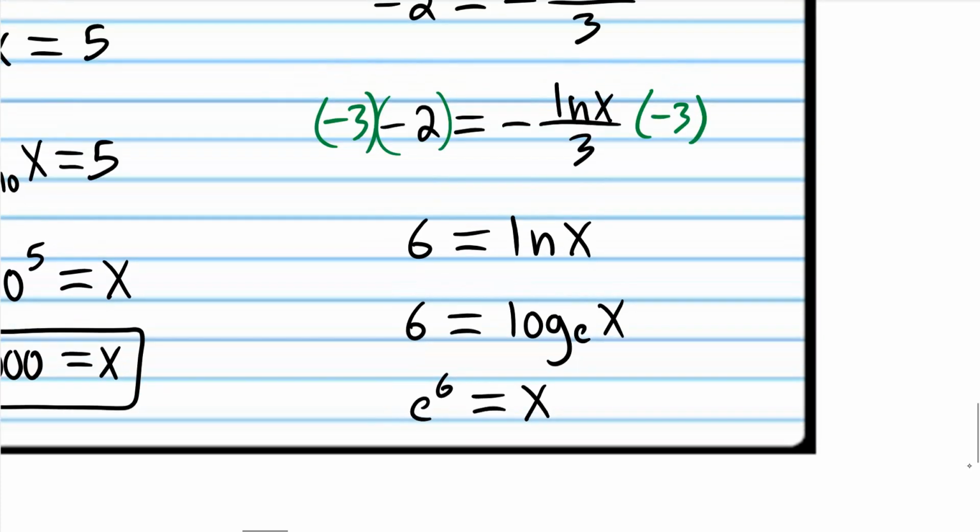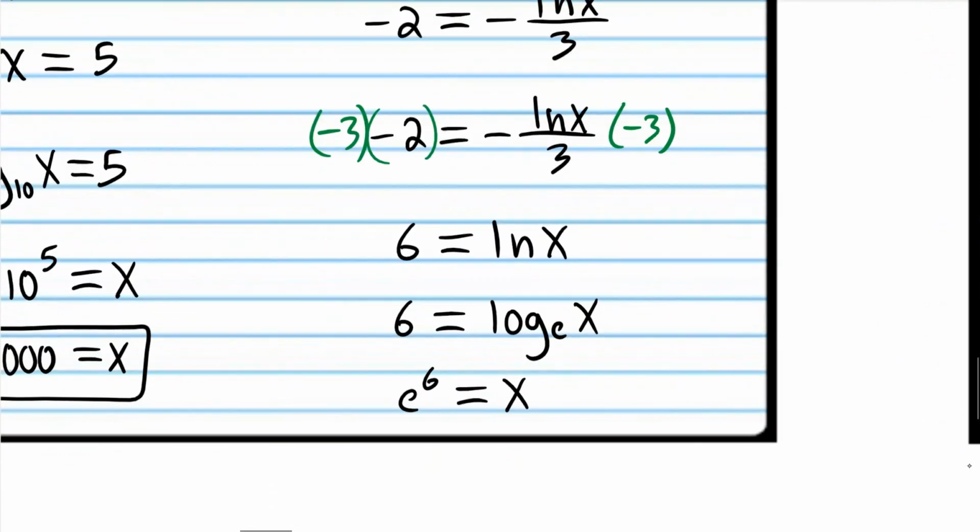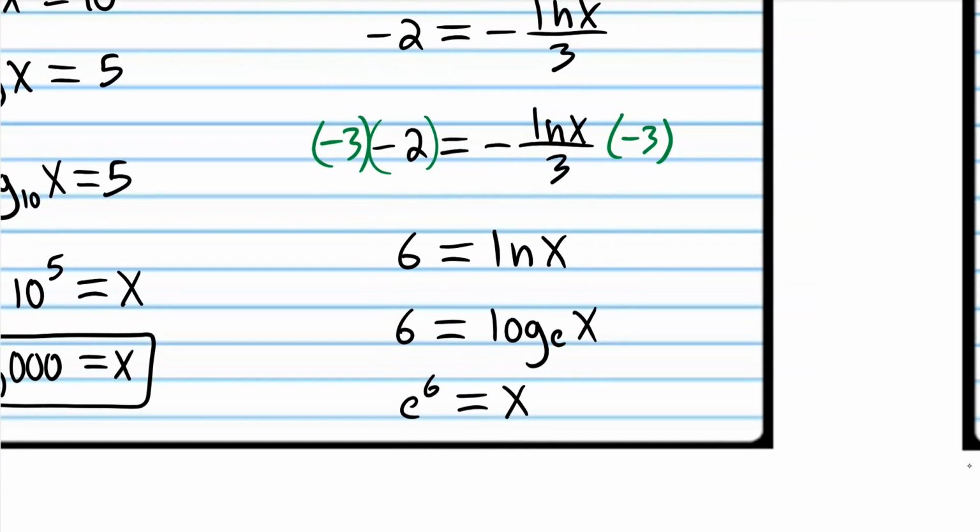Now, these problems tell us to round to the nearest thousandth. So I'm going to go ahead and calculate e to the 6th power and round to the nearest thousandth. I'm going to enter 6 in my iPhone and then push e to the x. And I get 403.429.